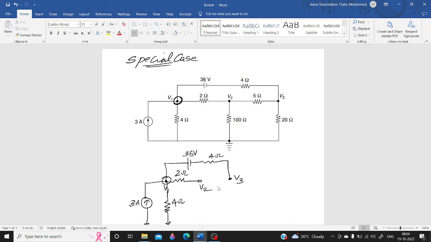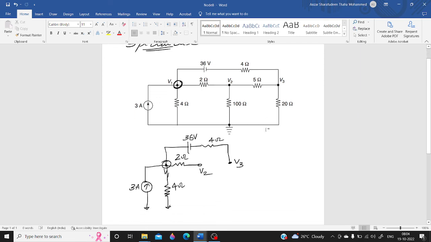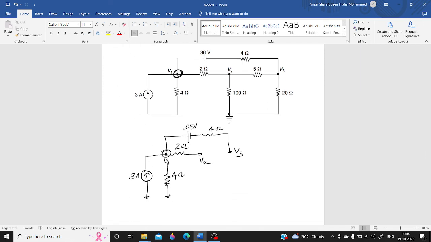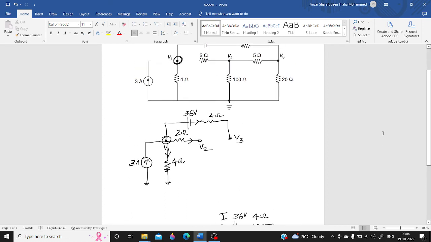So this is the 3 ampere current entering, and here we have a 4 ohm, and this is 36 plus 4 ohm connected to this V1, and this is 2 ohm. I assume that all the currents are leaving away from the node other than the independent source current. So this current is moving like this, and this current is moving like this. How will I write the KCL equation? First of all, incoming current is equal to outgoing current.